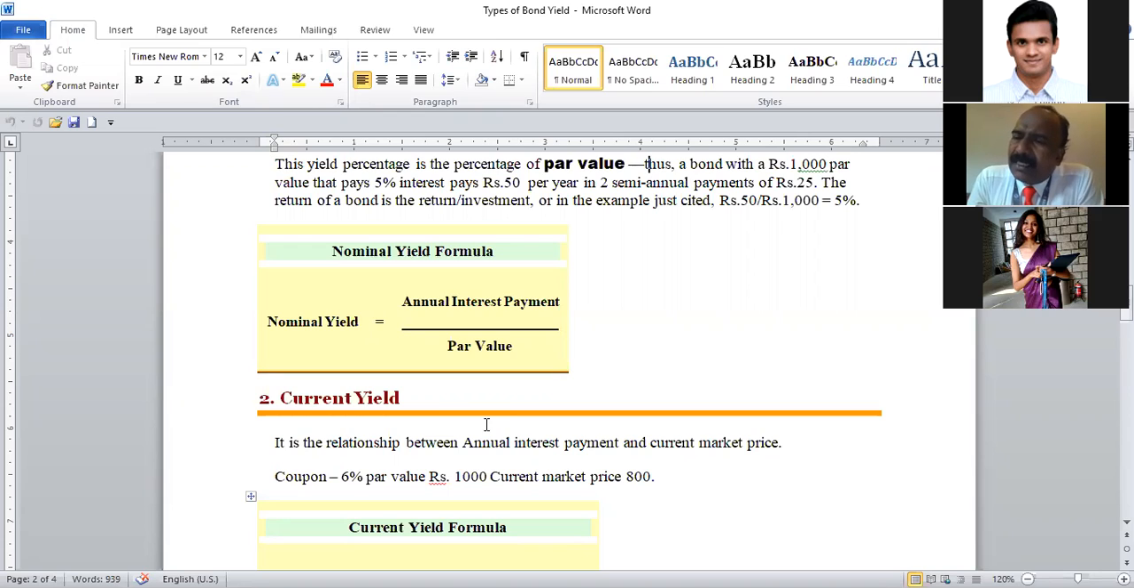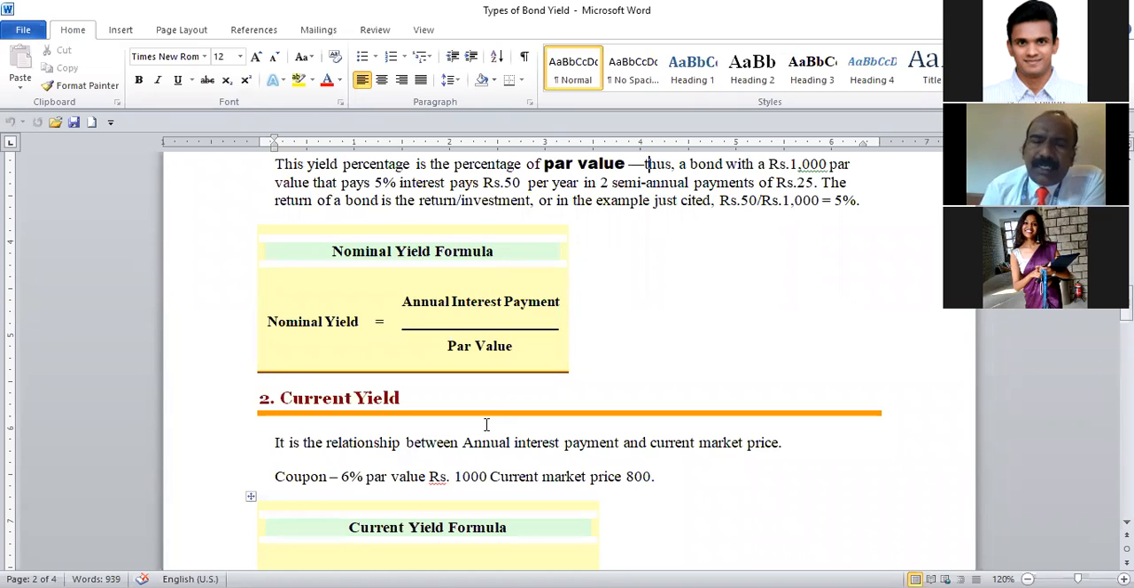The yield increases. For the yield to increase to say 12%, the price of the bond decreases. The yield is nothing but the required rate of return. When the required rate of return increases, the bond price decreases. Okay. So the higher the market price, the lower the yield.